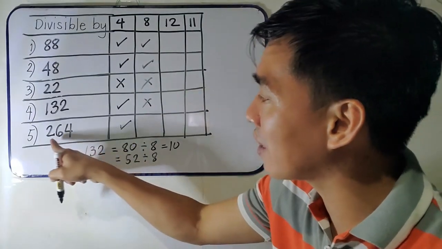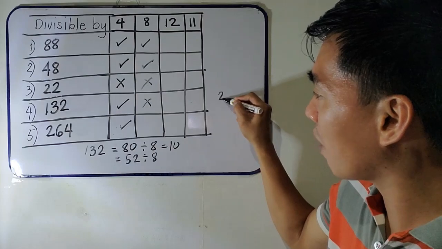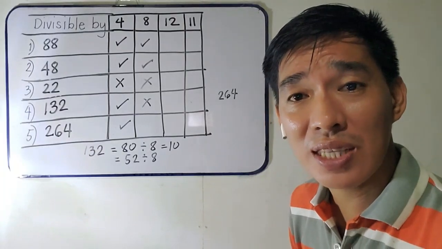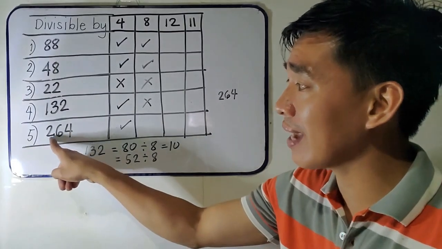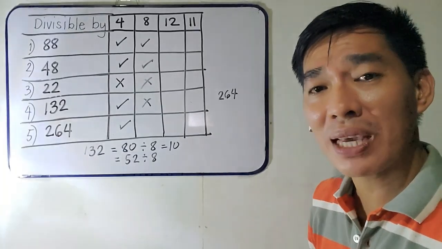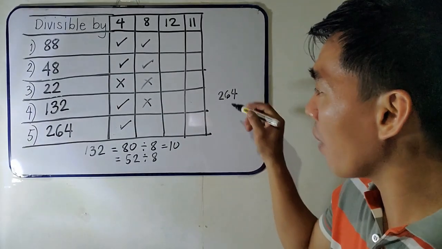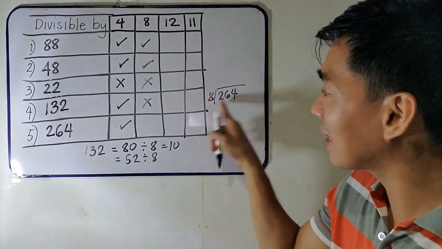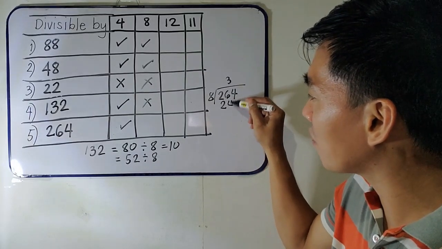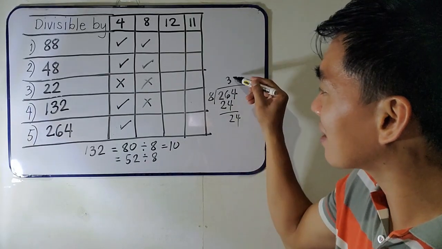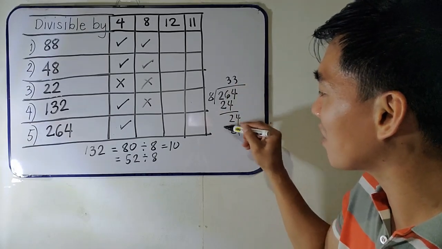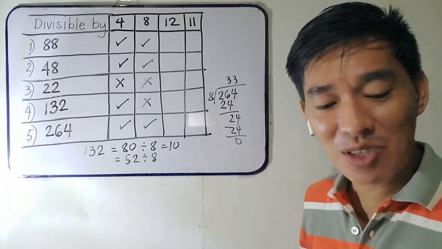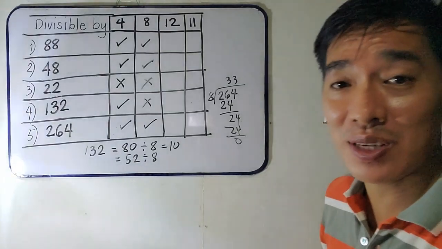So, let's try this one. 264. Okay, you might be wondering why I am not using the rule for 8, which is to look at the last three digits. This is only applicable if the number is really that big. However, if it's not that big, you could just simply try dividing it by 8. So that is equal to 3, that's equal to 24, that's another 24. So that's 3, that is equal to 24, so that is 0. So divisible by 8.